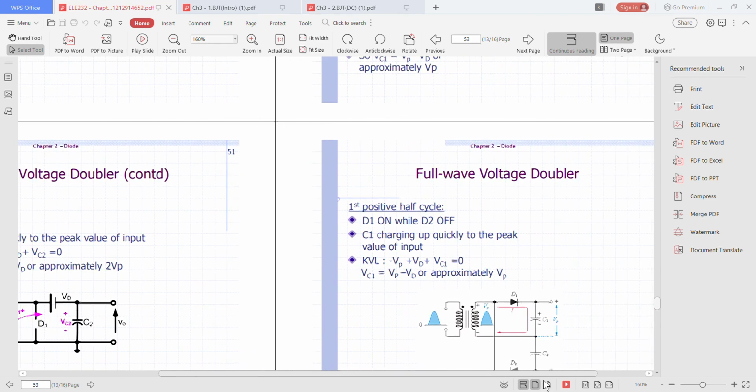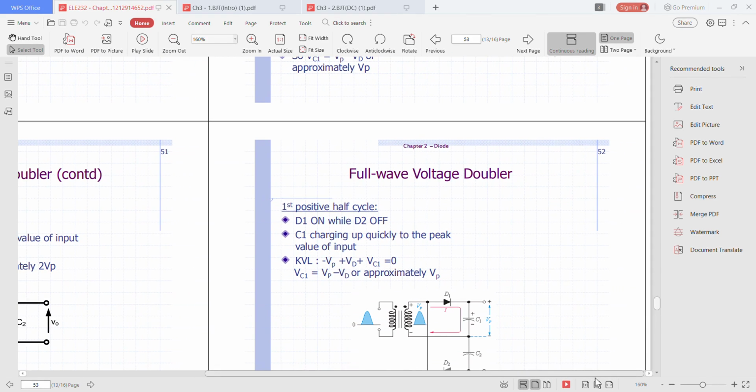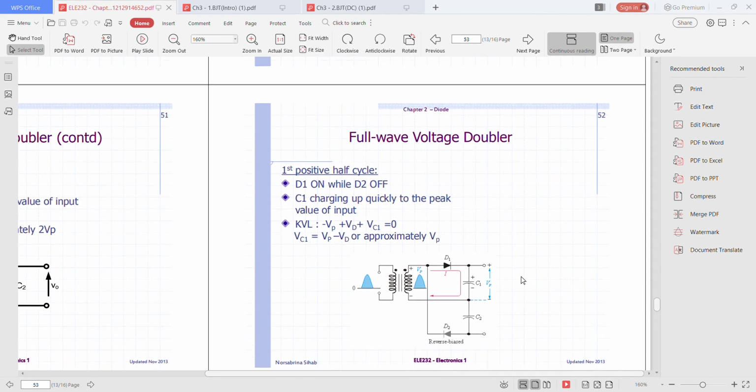Alright, now we go on to the full wave voltage doubler. Okay, this is the circuit for full wave voltage doubler. During the analysis, in the positive half cycle, as you can see here, the polarity of Vp, this is the plus sign and this is the minus sign, so the current will flow in this direction.